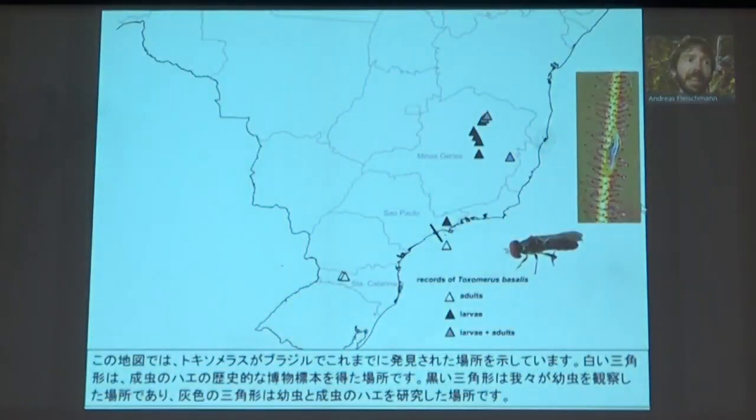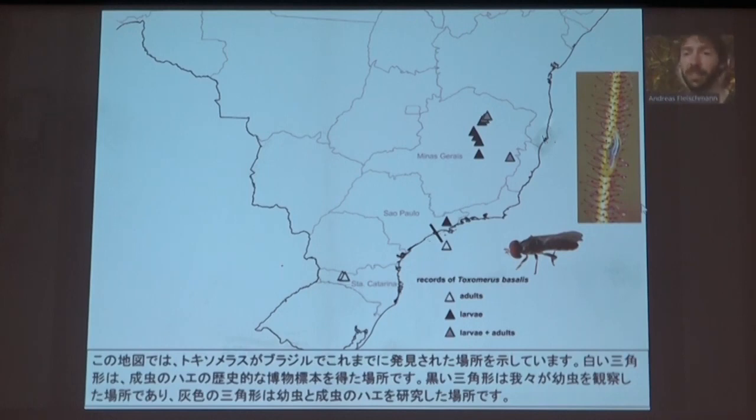On this map, you can see where Toxomerus basalis has been found so far in Brazil. White triangles are the historic distribution. So far, it was only known from São Paulo, from the type, where no exact locality was given, and from a few collections in Santa Catarina State.